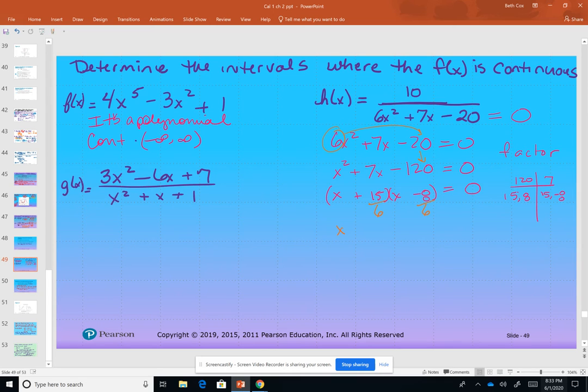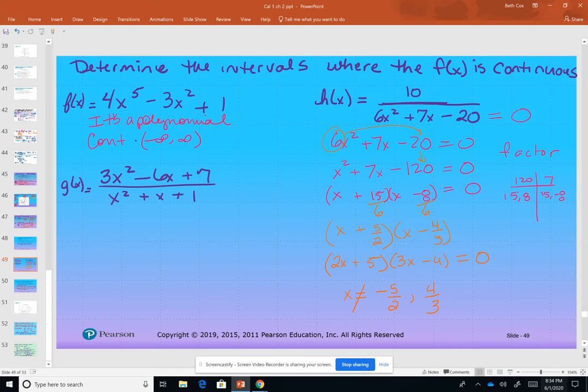Okay, and so now that's going to become x plus, reduce that fraction, 5/2. So as a factor, it would be 2x plus 5, and this would be x minus 4/3, and that becomes 3x minus 4. And so then I can see that my x is going to be negative 5/2 and positive 4/3. So those are the numbers that x cannot be. So this thing is going to be continuous on every point except for these two.